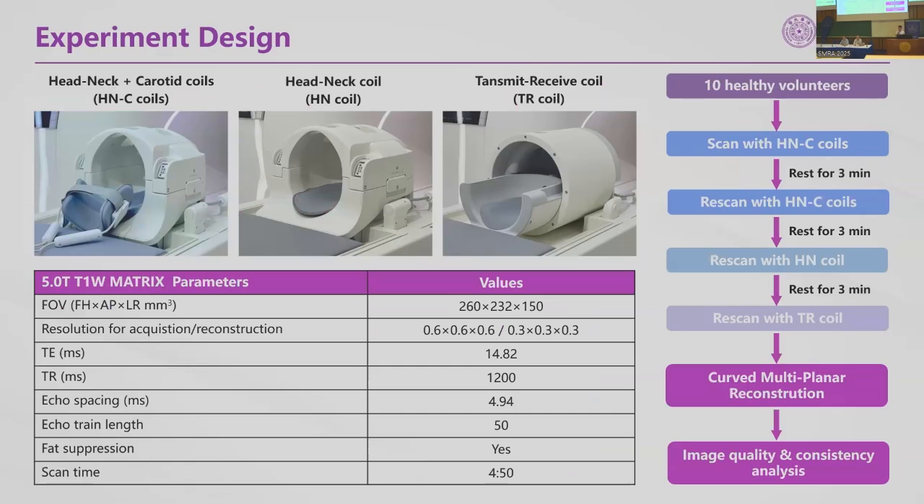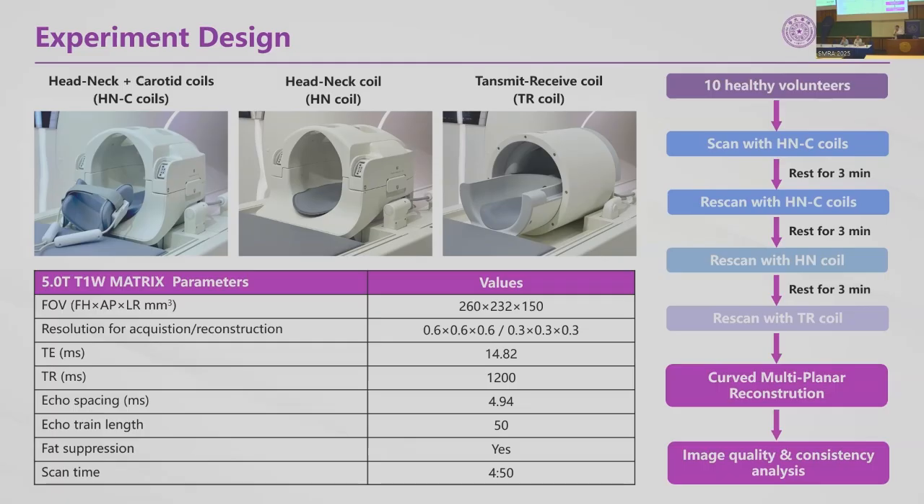Therefore, we designed a series of experiments to investigate the performance of 5T vessel wall imaging. In this study, we use 3 coil combinations as shown in the figure above: a head and neck coil along with a separate carotid artery coil, a head and neck coil alone, and a transmit-receive head coil. We call them the HNC coil, HN coil, or TR coil for convenience. The T1-weighted 3D TSE sequence can achieve isotropic resolution of 0.6 millimeters, as shown in the table below. The picture on the right shows the experimental procedure.